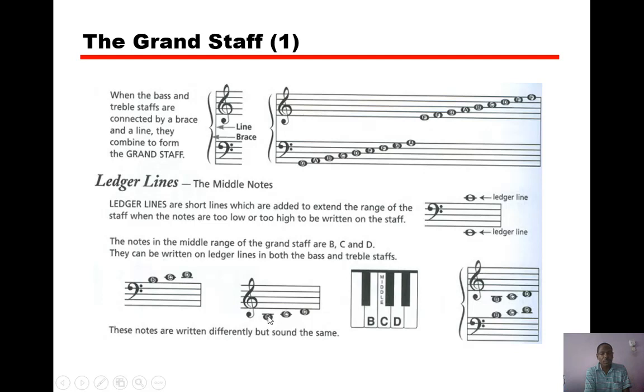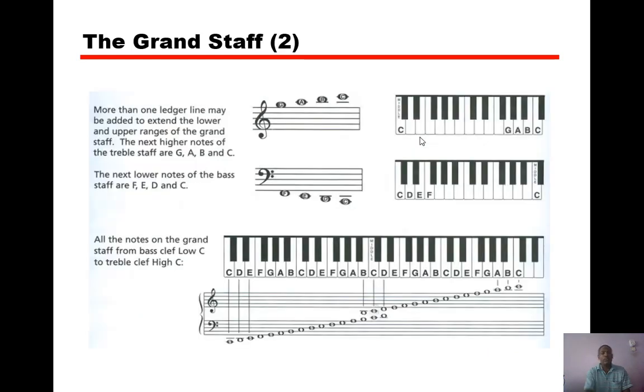Then we have B, which is below the first leisure line on the treble staff. So the first leisure line below the treble staff is called C, and that is the middle C. This C here can come somewhere in the middle of the staff, or we can just add it to the upper part of the staff, or we can add it to the bottom part of the staff. So in the next screen, we'll look at all the notes on the keyboard.